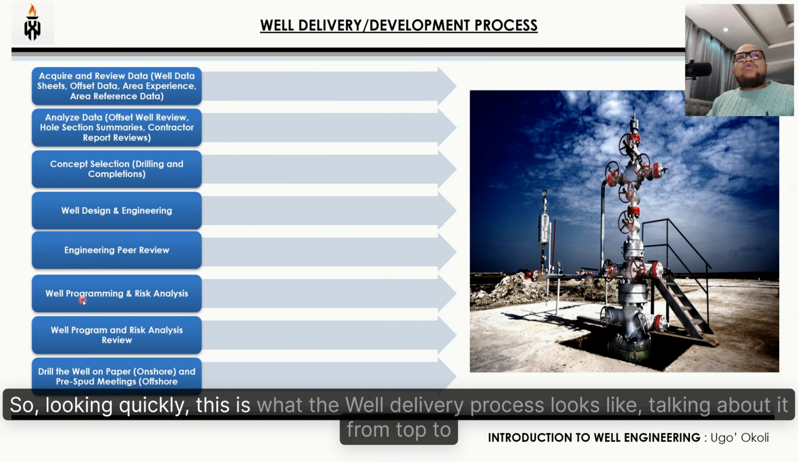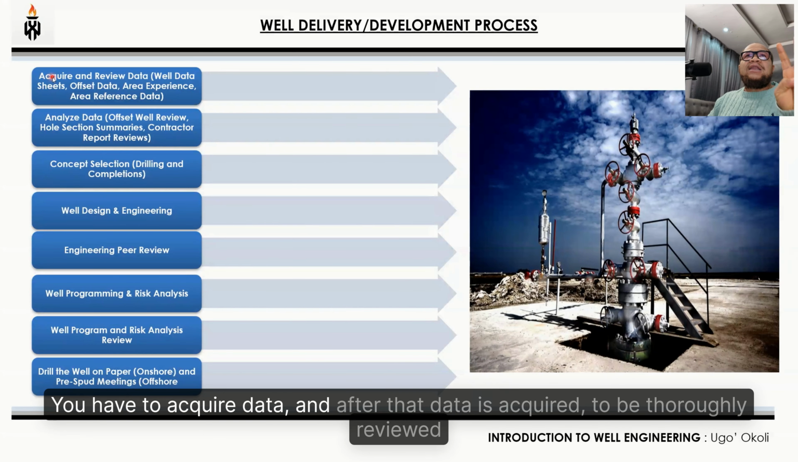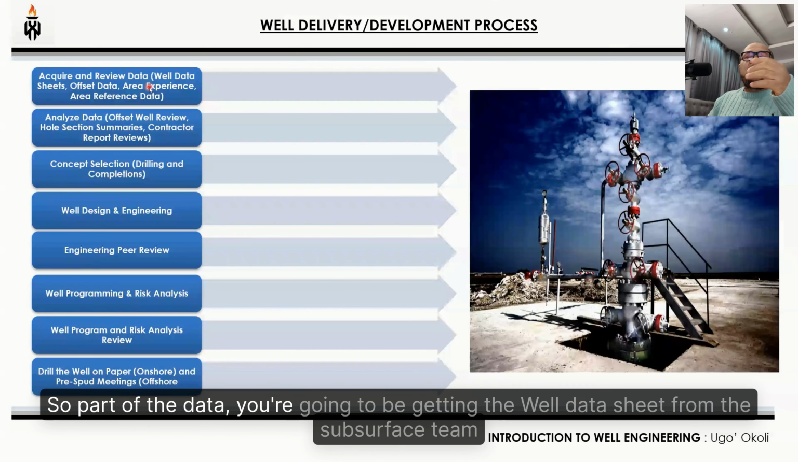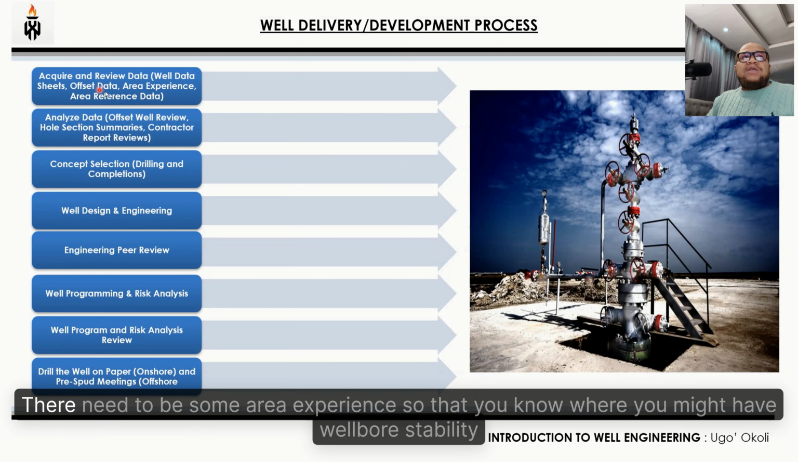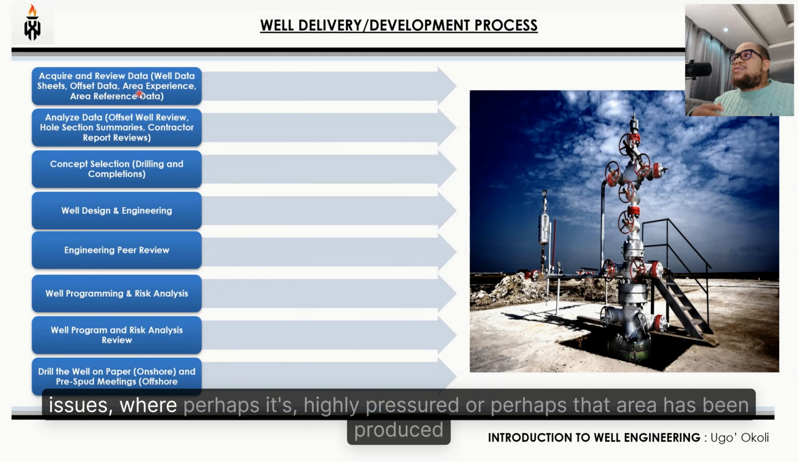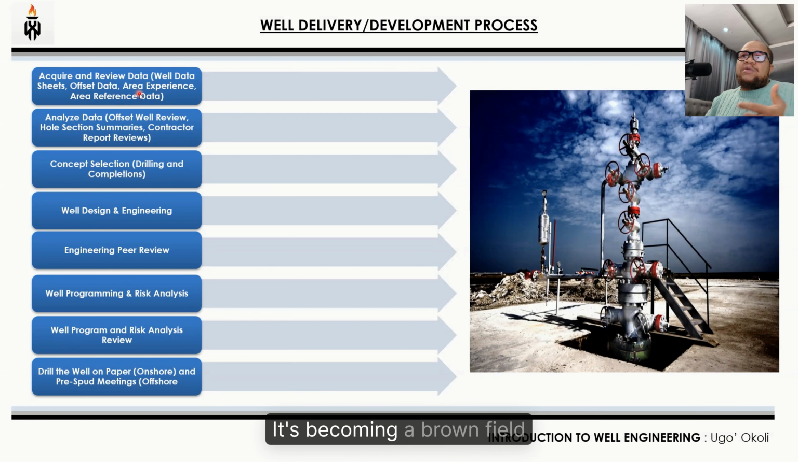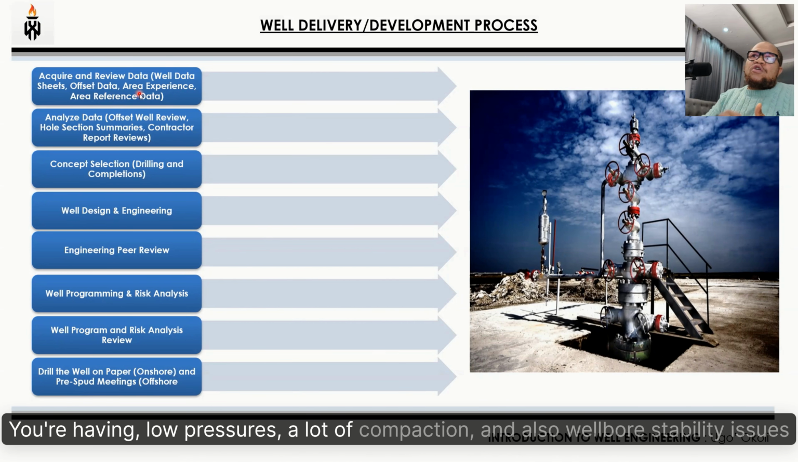So, looking quickly, this is what the well delivery process looks like. Talking about it from top to bottom, you have to acquire data, and after that data is acquired, it has to be thoroughly reviewed. Part of the data you're going to be getting is the well data sheet from the subsurface team. There will be a lot of offset data, perhaps not from that field, but from surrounding wells. There needs to be some area experience so that you know where you might have wellbore stability issues, where perhaps it's highly pressured, or perhaps that area is being produced, it's becoming a brown field. You're having low pressures, a lot of compaction, and wellbore stability issues.